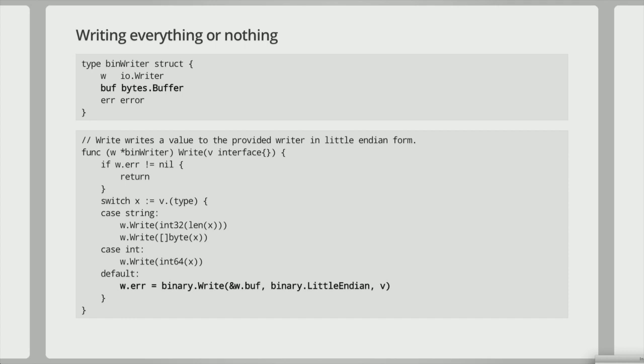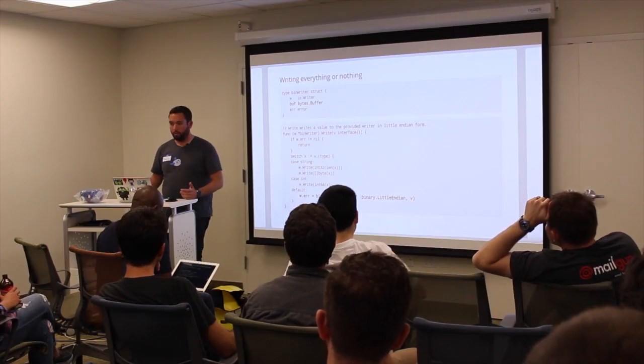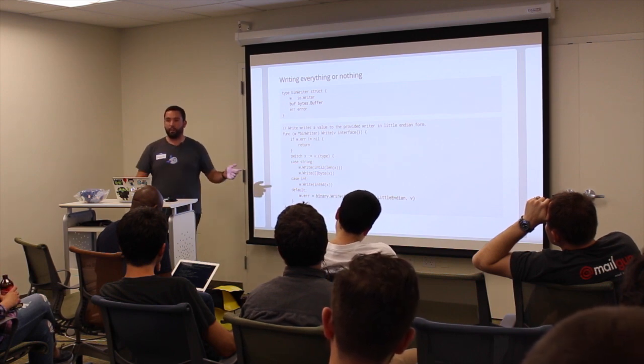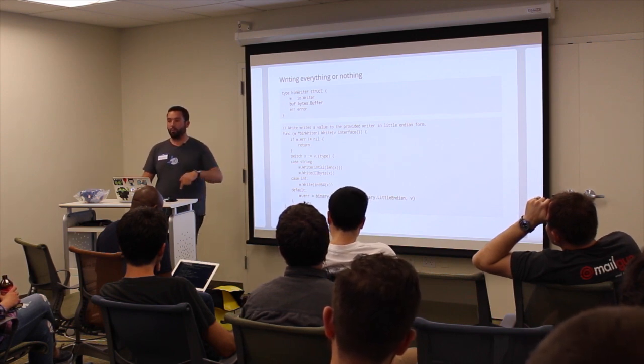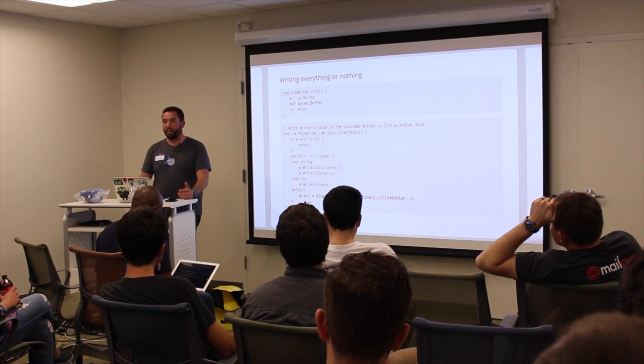OK, so now what we're going to add on top of this is imagine that we're actually encoding binary into a network, and that we want to either write everything into the network or nothing. We don't want to start writing a gopher and then fail in the middle. So what we're going to do is replace the number of bytes that we have written before by a buffer. So this is a bytes.buffer, which qualifies it pretty well. It's a buffer of bytes.